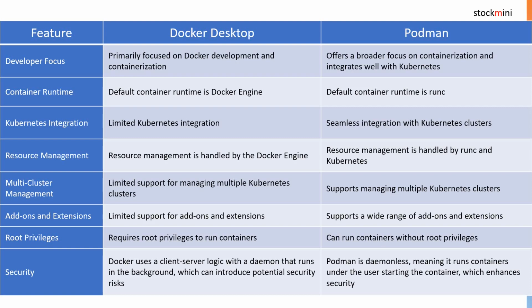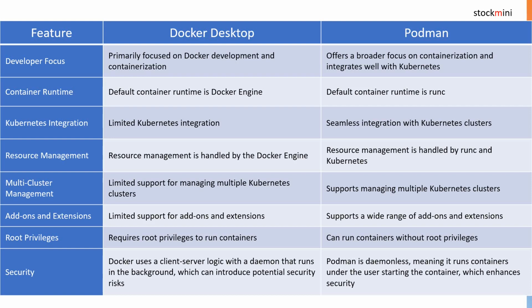Add-ons and extensions. Docker Desktop has limited support for add-ons, allowing users to install and manage a few popular ones such as Portainer and Grafana. In contrast, Podman supports a diverse range of add-ons and extensions, covering areas like logging, monitoring, debugging, and Kubernetes resource management.